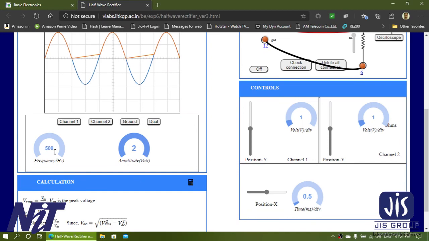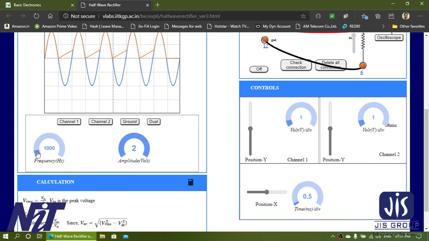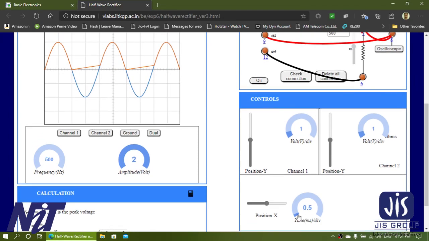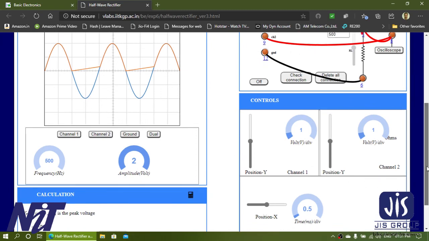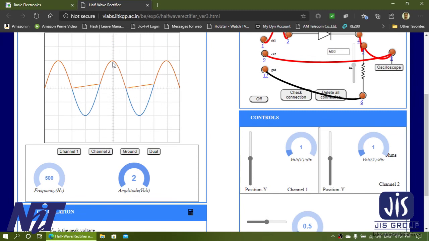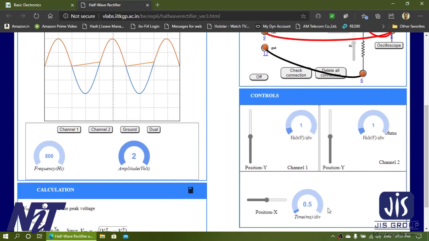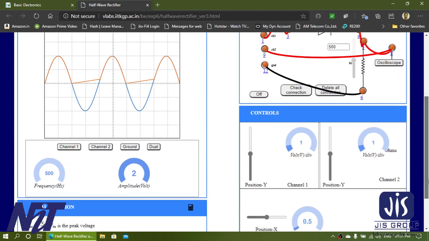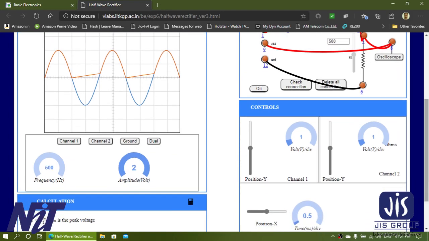So I would like to show you how you measure your frequency. You see already your time per division is set at 0.5 millisecond per division. In this graph, from one peak to another peak you have a distance of 4 divisions, where your time base is set at 0.5 millisecond per division. So your total time period will be 0.5 into 4, that is 2 millisecond.